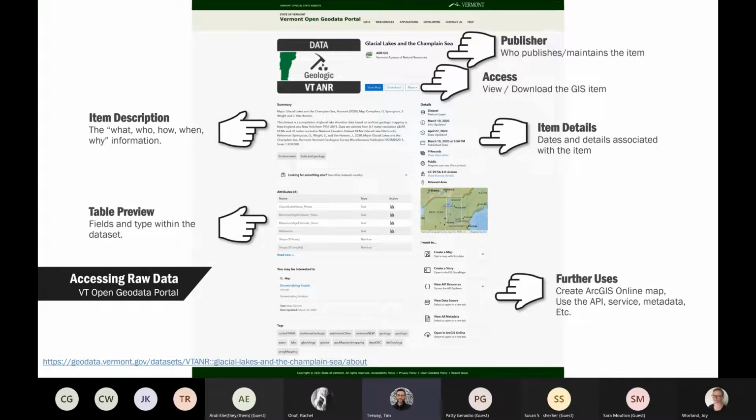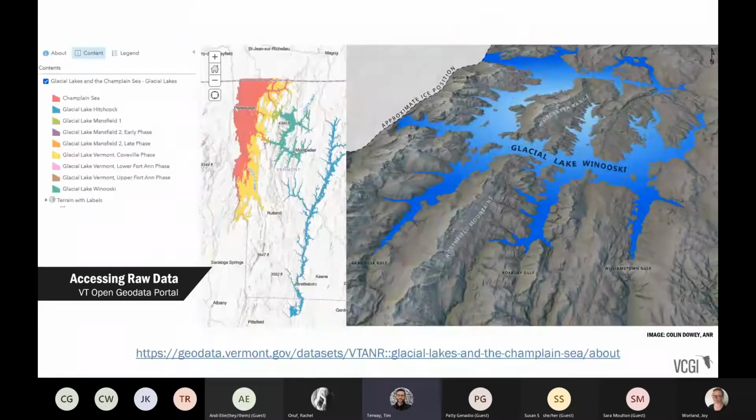And on the bottom right, some further use links if you wanted to make a map right in your browser with ArcGIS Online tools or access the metadata, so on and so forth. So this is an example of a data item page at the raw data serving Open Geodata portal. And if folks click, for example, I want to create a map in ArcGIS Online, they would see something like the left-hand image where you can preview the content and spatial extent of these glacial lakes in the Champlain Sea here on the left.